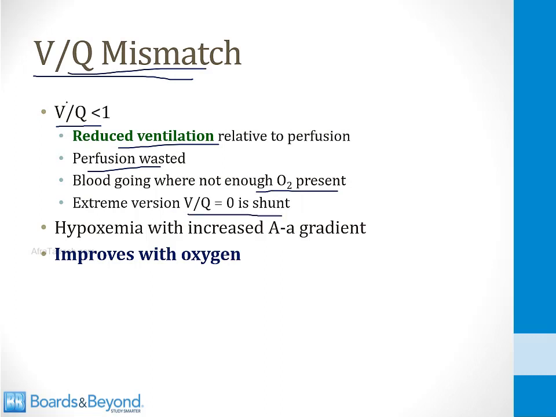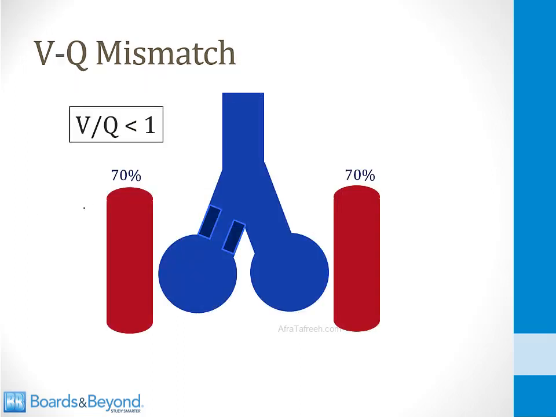In VQ mismatch, the VQ ratio is still reduced, but it's not 0. So this is just like shunt, however, it's not so severe that you have a VQ ratio of 0. When patients have this problem, they will develop hypoxemia with a high AA gradient, but in contrast to shunt, this will get better with oxygen. To make this more clear, let's go back to our diagram of two alveoli with two pulmonary capillaries. What I've shown here is that some problem has developed due to disease that has impaired the inflow of air into the alveolus on the left. There's still some air getting in. It's not completely shut off like in shunt, but the amount of air that gets in, the ventilation, has decreased so that the VQ ratio on the left side is going to be low.